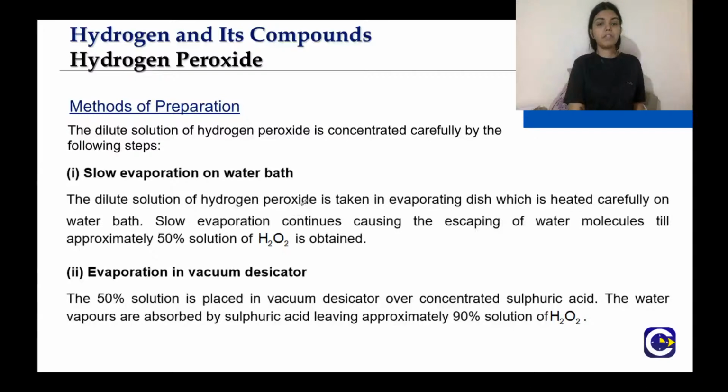So what happens here is that evaporation of water molecules takes place, while the solution becomes concentrated, it becomes 50% H2O2. That means we have increased the concentration by removing the solvent. And how is the solvent, that is water, removed? By slow evaporation on a water bath. You do not keep it directly on flame. Is it clear?